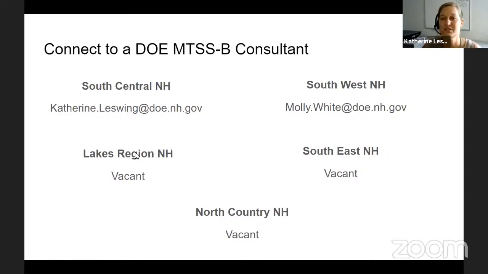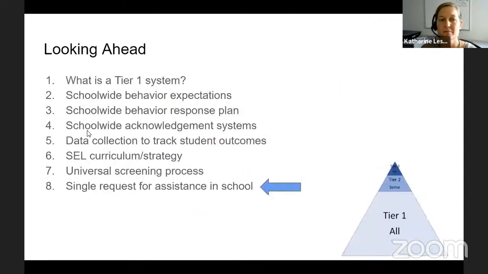If you have questions, which we imagine you might, as you embark on the journey of a universal screening process in your school, we really hope you will reach out to us. If you see that your region does not currently have a consultant, don't hesitate to reach out to myself or Molly. We're here to help you no matter where you are in the state.